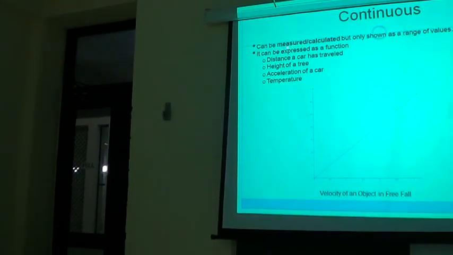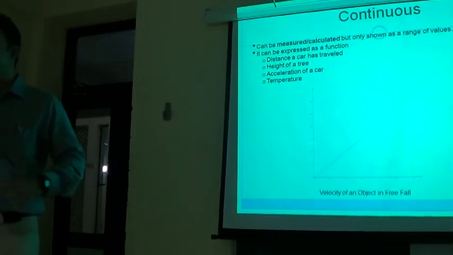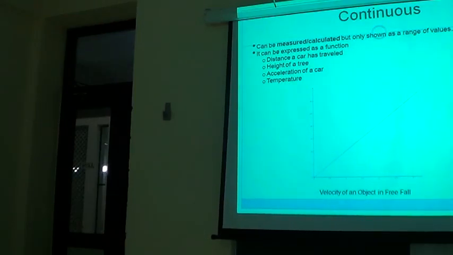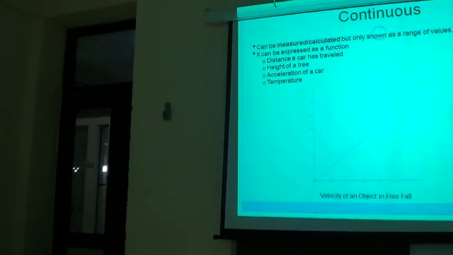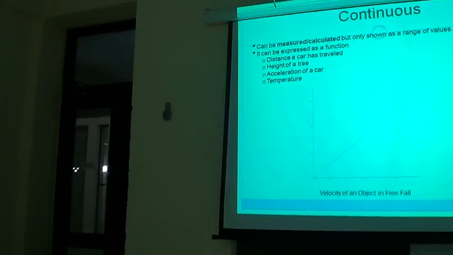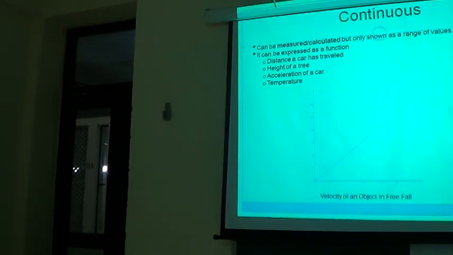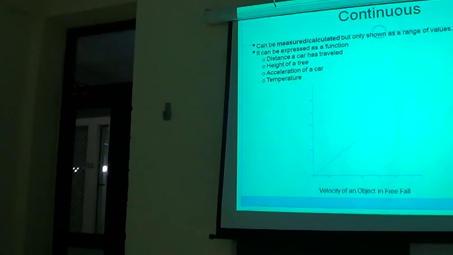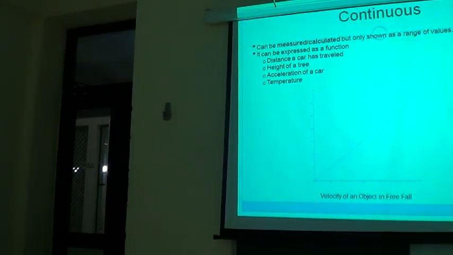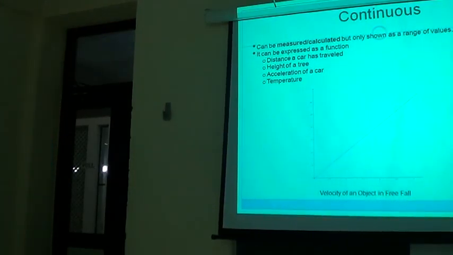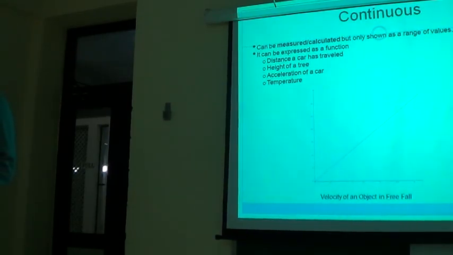So continuous variables can be measured or calculated, but only shown as a range of values, and can be expressed as a function as well. The distance a car has traveled, length or distance, these are only approximations. I say it is 3,300 kilometers from my house, the place where I was born, to here, Kerala and Punjab. Again, it's just an approximation. Even if you express it in meters or millimeters, I can increase the precision of my measurement infinitely. The height of a tree is again a continuous variable. Acceleration of a car, in meters per second squared, whatever the acceleration is, it varies continuously.